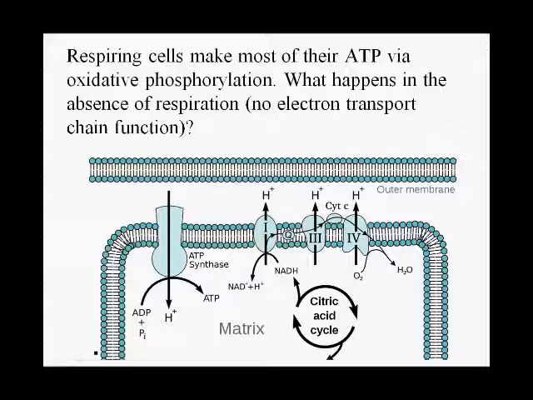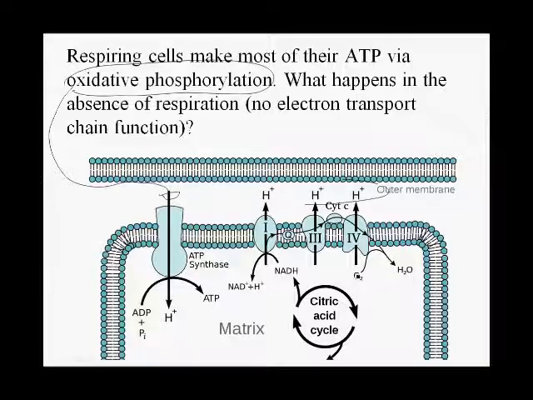As I said, respiring cells make most of their ATP via oxidative phosphorylation, the ATP synthase here. Okay? So oxidative phosphorylation is done by this enzyme, the ATP synthase complex. Okay? And the ATP synthase complex gets its energy, the power to phosphorylate ADP to make ATP, from the proton gradient across the membrane. Okay?